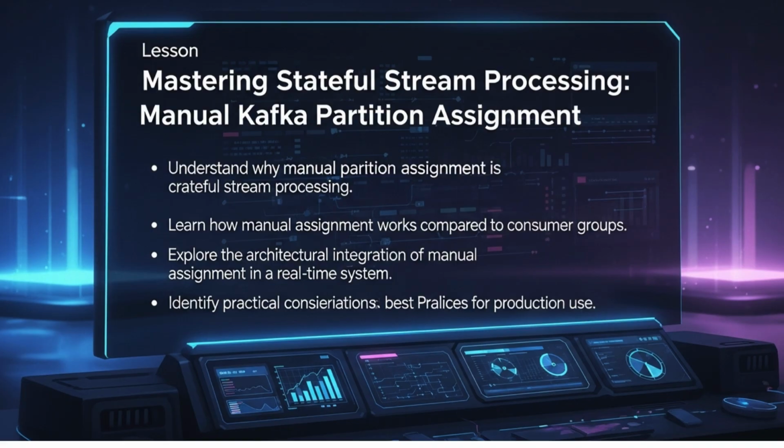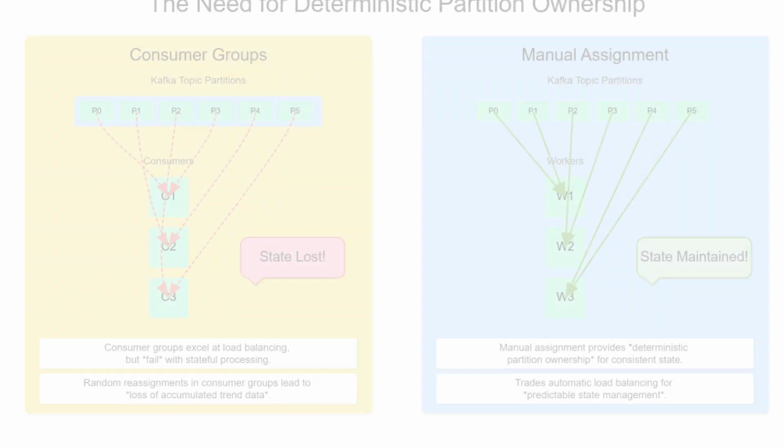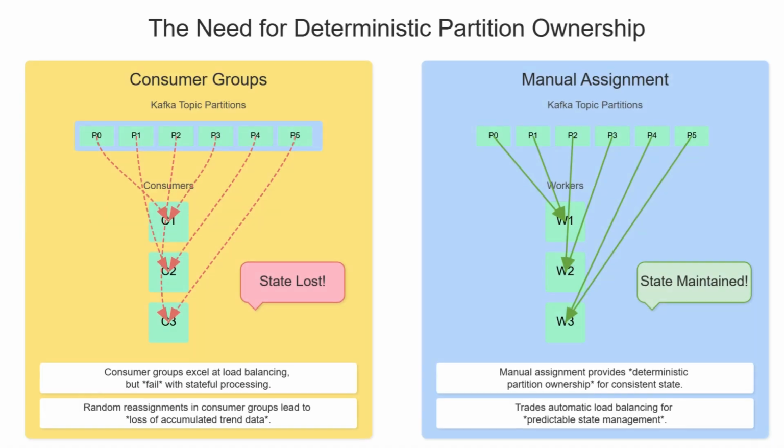By the end of this lesson, you will be able to, first, understand why manual partition assignment is crucial for stateful stream processing. Second, you'll learn how manual assignment works compared to traditional consumer groups. Third, we'll explore its architectural integration in a real-time system, like our StreamSocial trend analysis. And finally, you'll identify practical considerations and best practices for using this powerful technique in production environments. Let's get started. Let's start by understanding why manual assignment is even necessary.